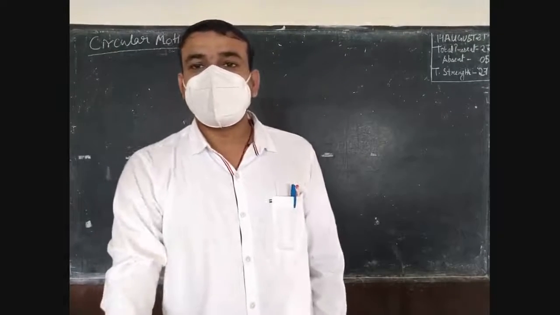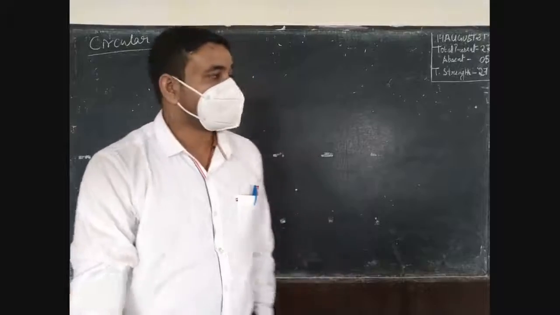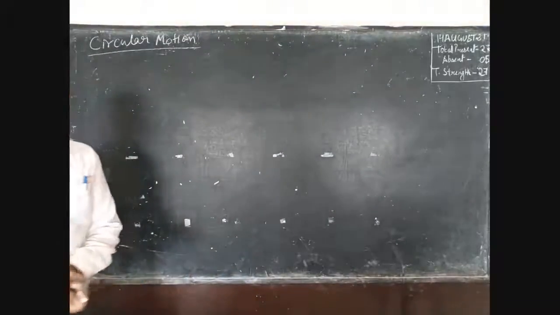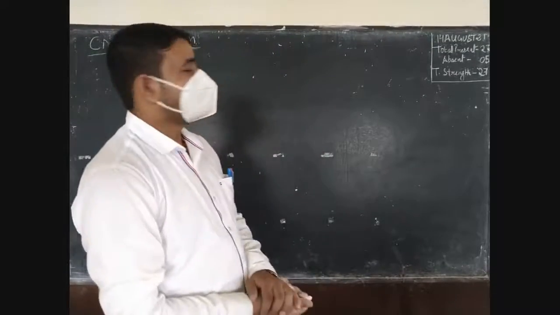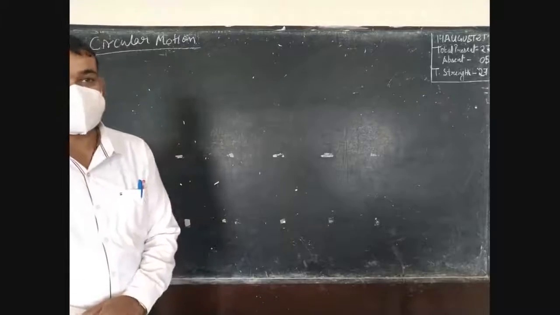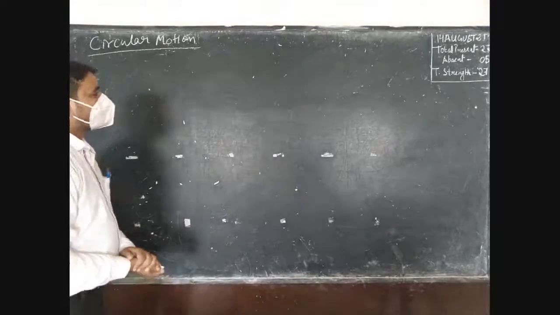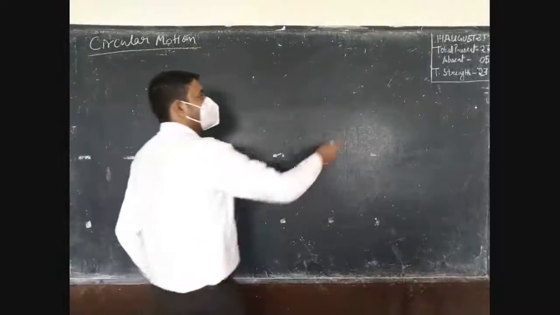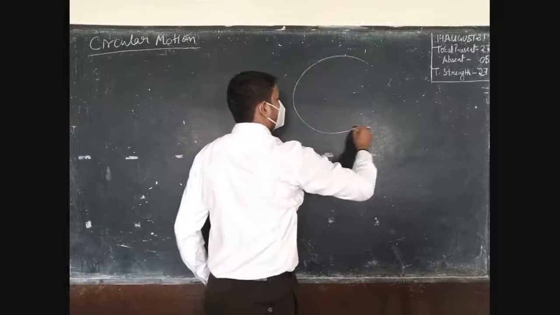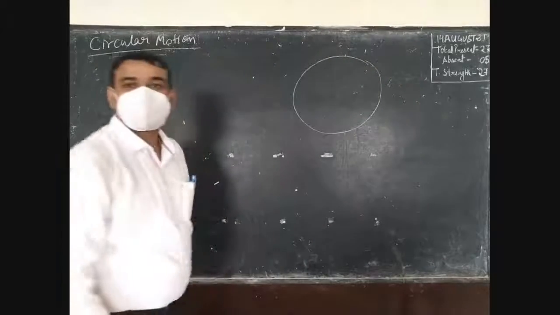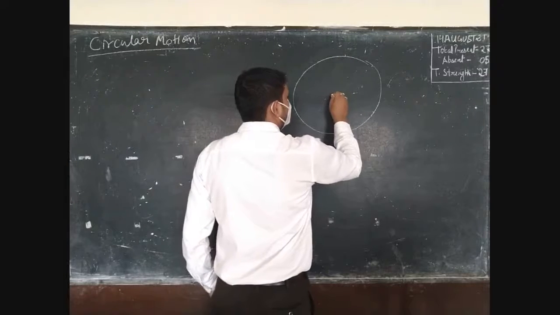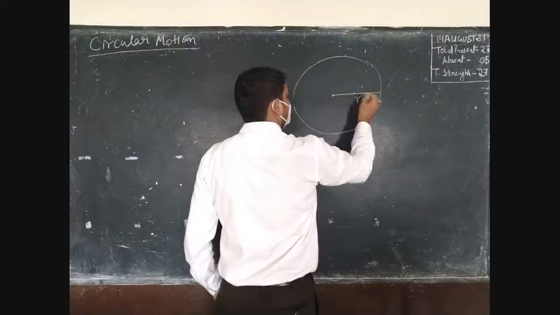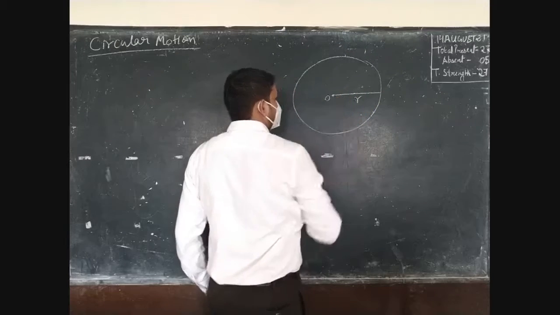Students, in today's class we are going to learn about circular motion and then we learn about uniform circular motion. Now, first we discuss some important terms in circular motion. Suppose we have a circular path, and the radius of the path is r with center O.